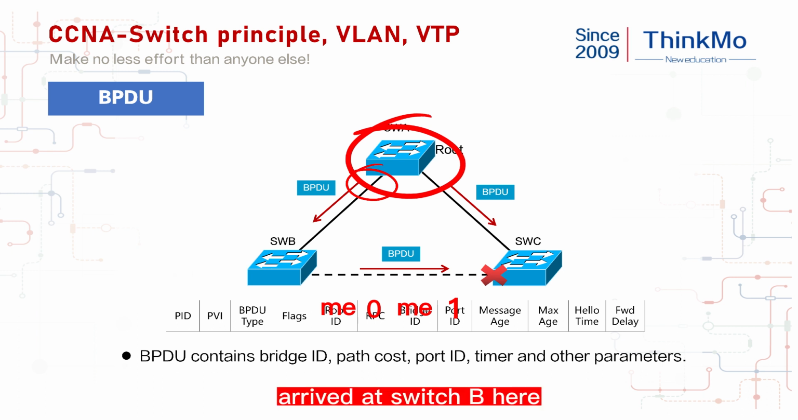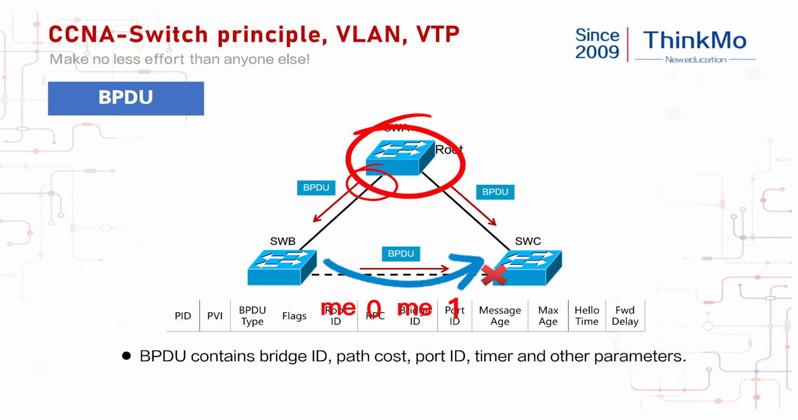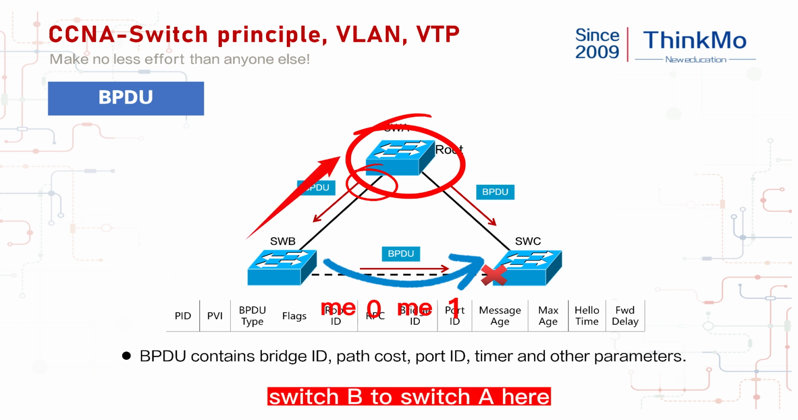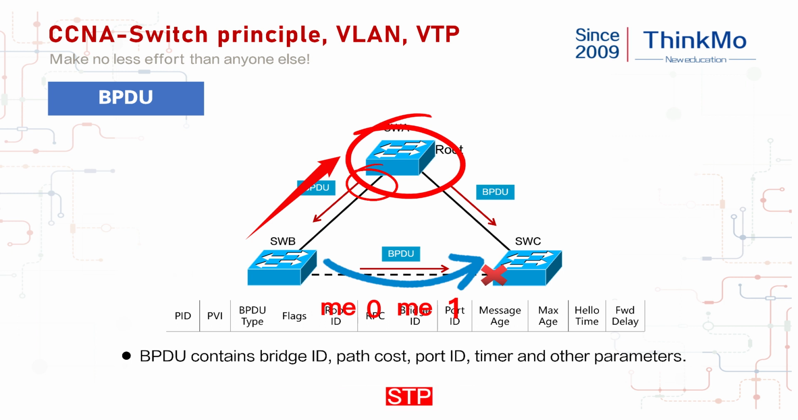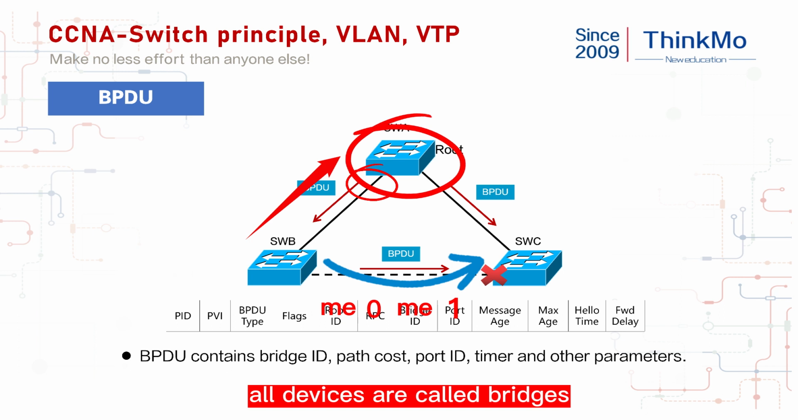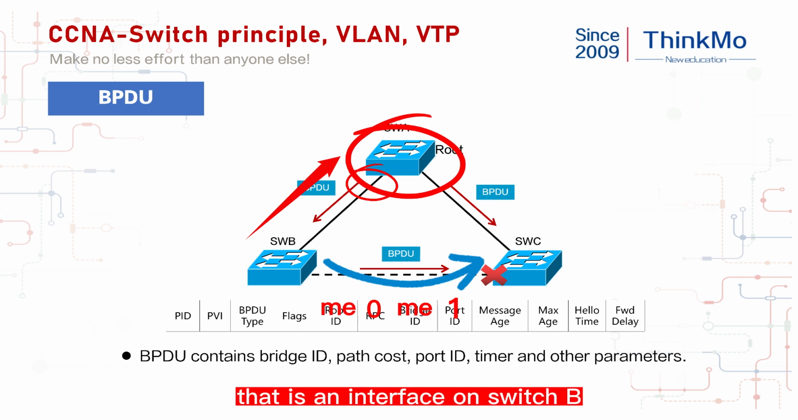It arrived at switch B here. Switch B also needs to receive the packets and send them down. Then in the message sent by switch B, the root ID is still switch A. This parameter will not change. RPC will describe the distance from switch B to switch A here. After that, the bridge ID will be changed to itself. This is called your own bridge ID. In the whole STP, all devices are called bridges. So it describes itself. This port ID is its own, that is, an interface on switch B.